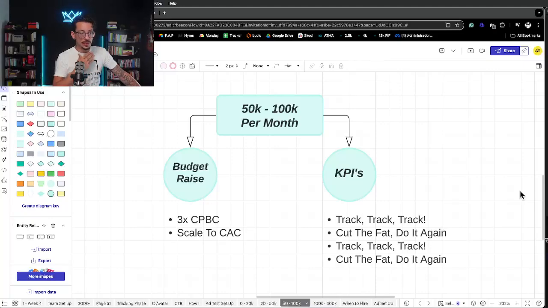If you're already at the 50K per month, 30 to 50, the next step is literally tracking your KPIs correctly and then scaling to those KPIs. Like I said, if your cost per book call is 200, you want to at least spend 3x of that, so you can start getting 3 book calls a day. And if you get to there with a 30% closing rate, I'm telling you, you'll be at 6-figure months.